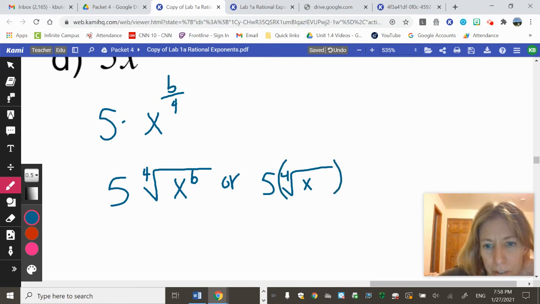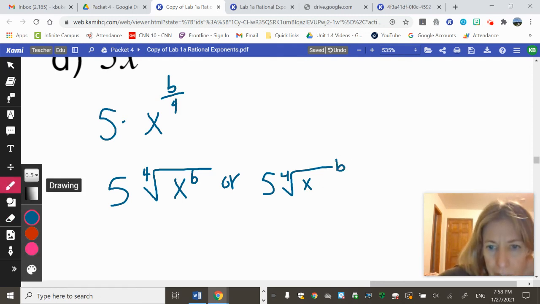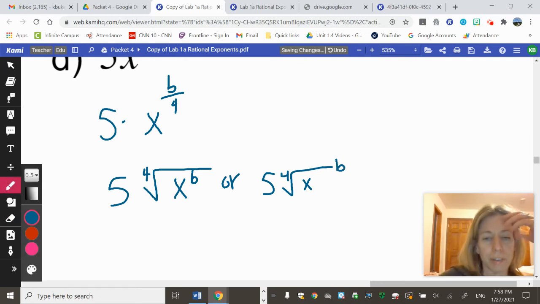And usually you see parentheses there. You don't really need them though, I guess. I guess I can just do that. Same thing. Okay.